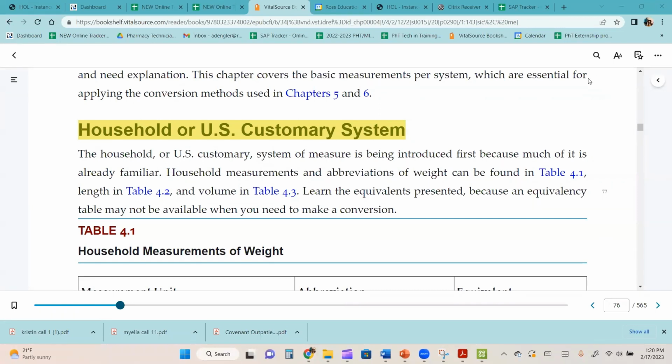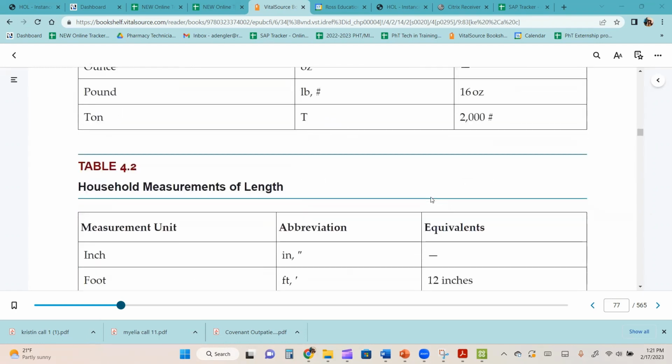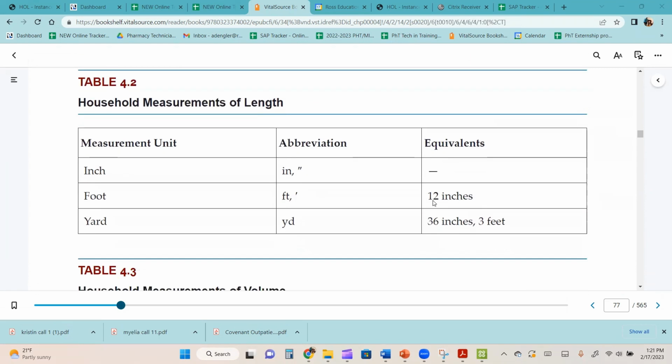So the household or US customary system of measure is being introduced first because much of it is already familiar. Household measurements and abbreviations of weight can be found in table 4.1. So for our household measurements of weight, we have ounces, pounds, and tons. And these are the abbreviations. And here's some equivalents between the three. 4.2 has household measurements of length, so inches, foot, yard. And we have inches, feet, yard here.